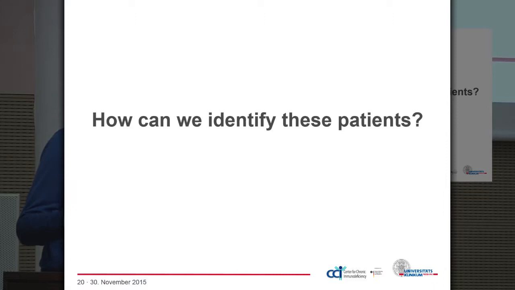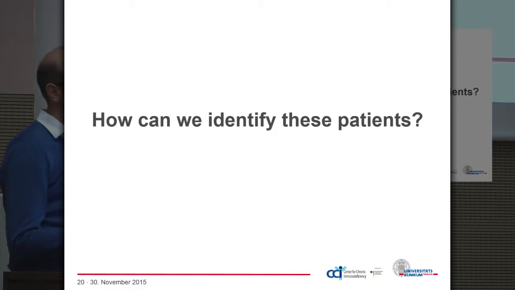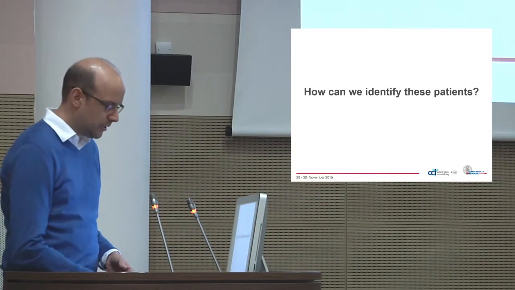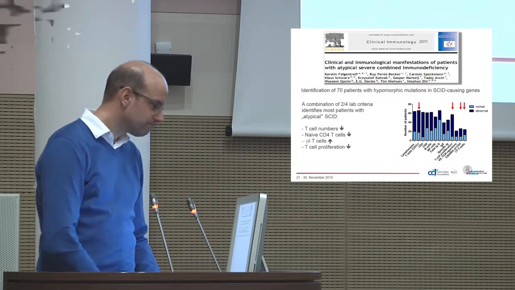So these patients are there. So how can we recognize them? How can we recognize a patient and distinguish a patient with PI3 kinase delta from, let's say, a patient with autoimmune lymphoproliferative syndrome that has a large spleen and autoimmune cytopenias?